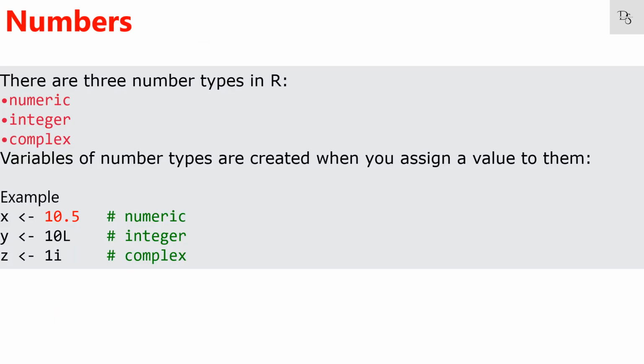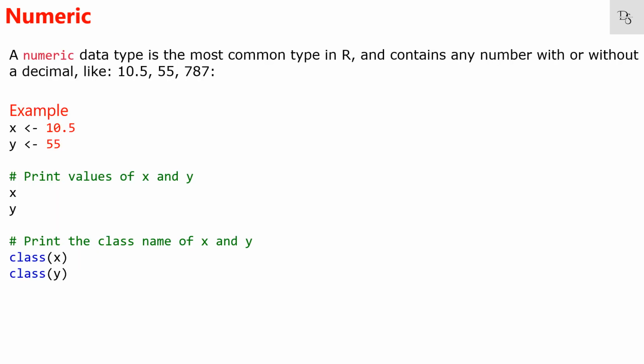Next, numbers. There are three number types in R programming: numeric, integer, complex. Variables of number types are created when you assign a value to them. For example, x equals 10.5. It is a numeric data type. If we have L, it is an integer. If we have i, which means pure imaginary value, then it is a complex data type.